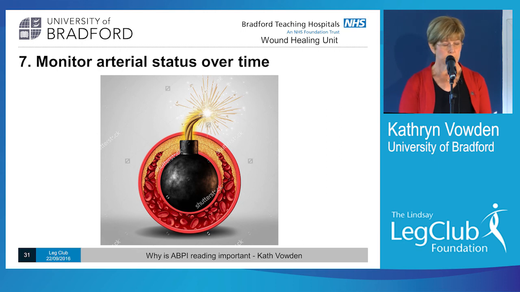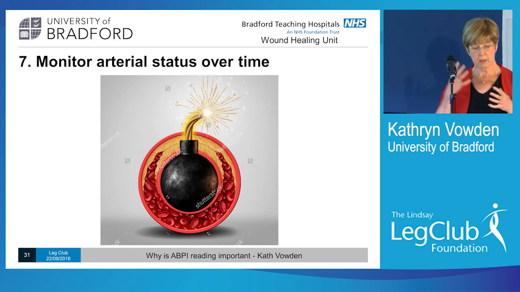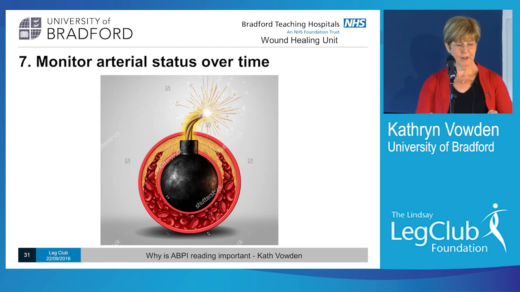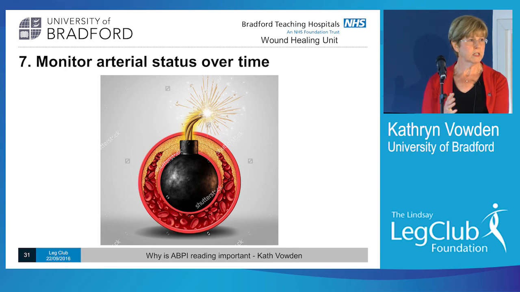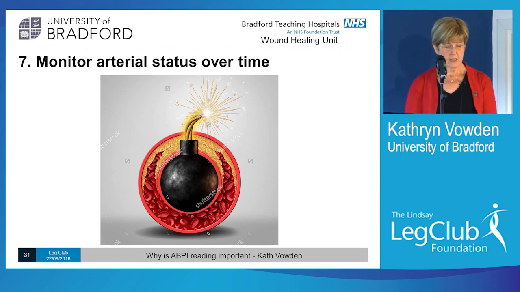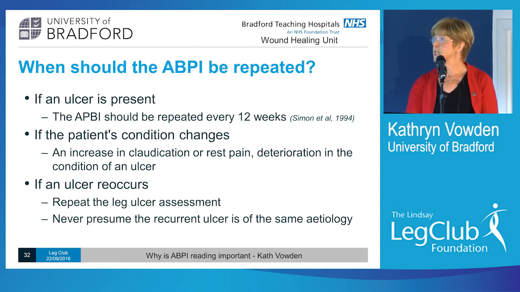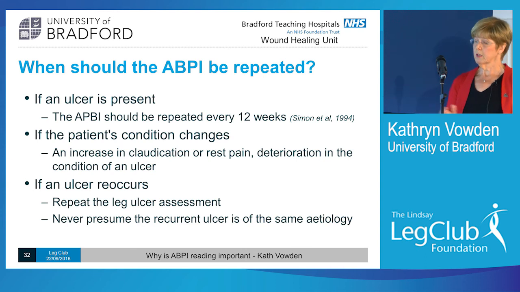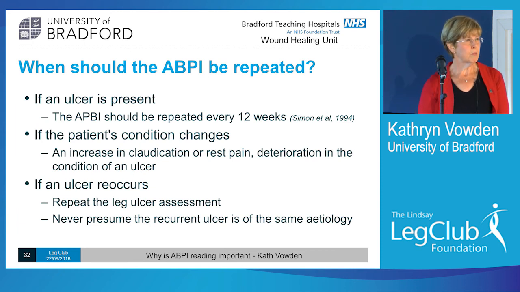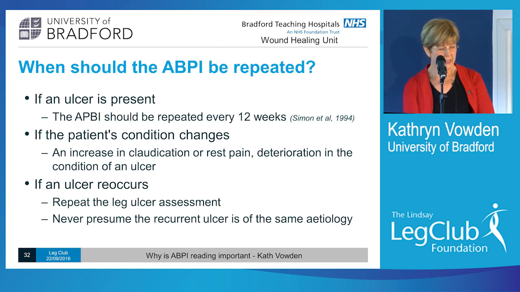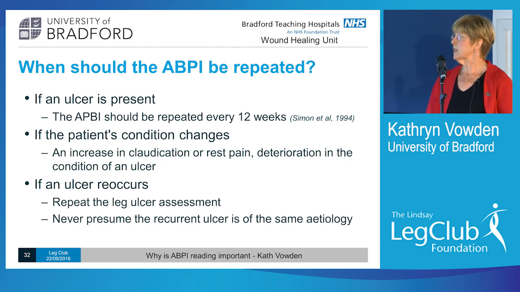My seventh one is, of course, monitoring arterial status over time. And before you all start taking a deep inhale of breath, it is a problem, because it doesn't only take resources and time, but it is vitally important in some instances. So if we look at the research that has been done, granted some time ago now, it suggested that when an ulcer is present, the ankle brachial pressure index should be repeated every 12 weeks. And that is a big ask of a lot of people in every service, I would suggest. And we need to be fairly clever about how we interpret that information.